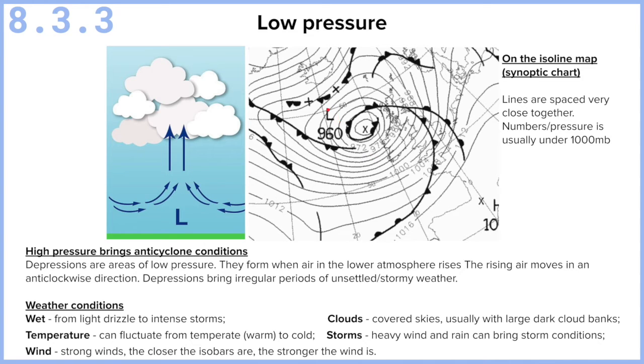And our low pressure has been indicated by an L, and anything under 1,000 millibars of pressure is classified as being low pressure. So you can see here in the center, 960 is our lowest pressure.